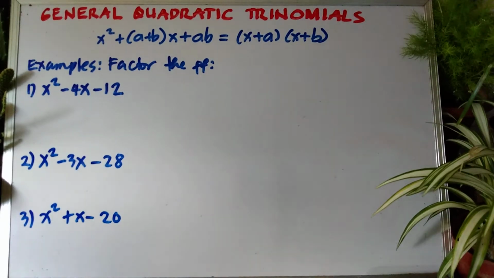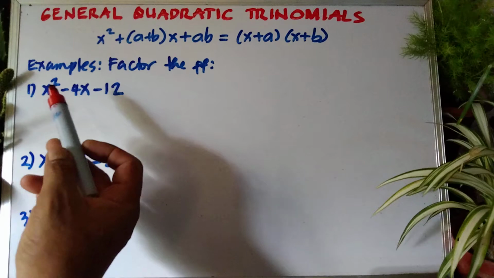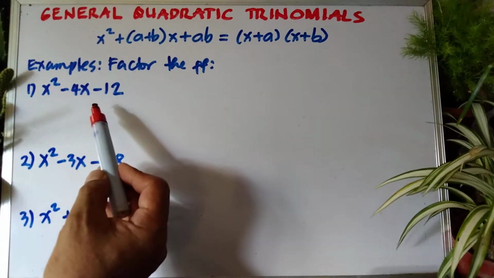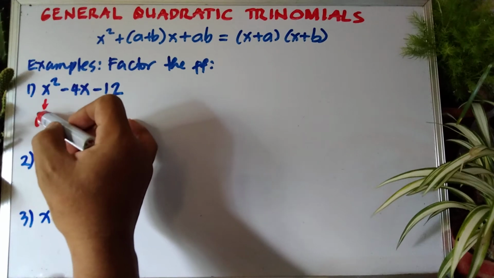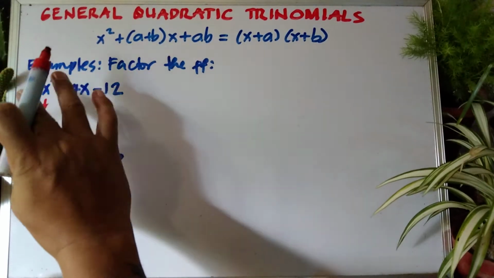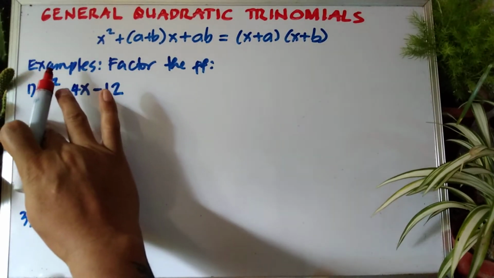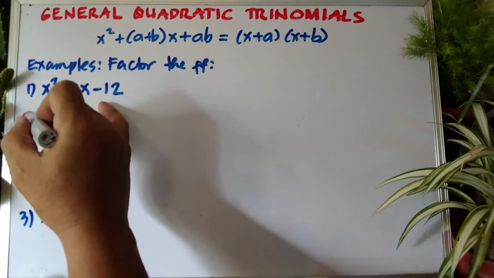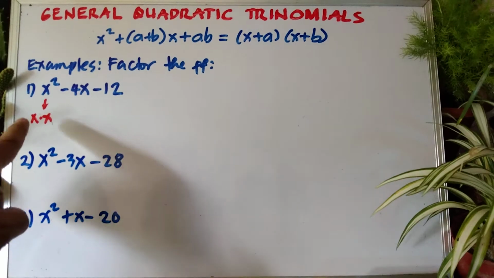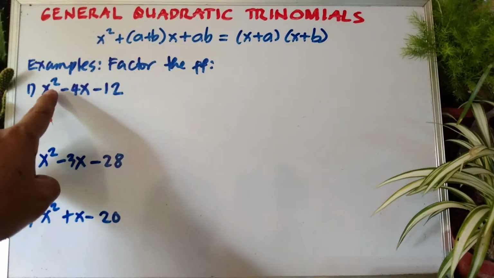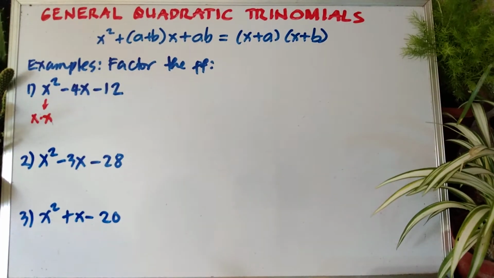para masabtan. First, we're given x squared minus 4x minus 12. So what we're going to do, we need to get the factors of x squared, which is x times x, simply x times x. Because if we multiply x times x, that is equivalent to x squared, right?